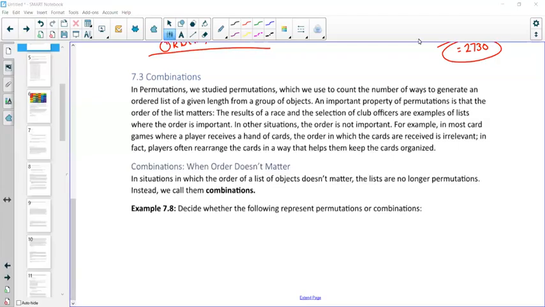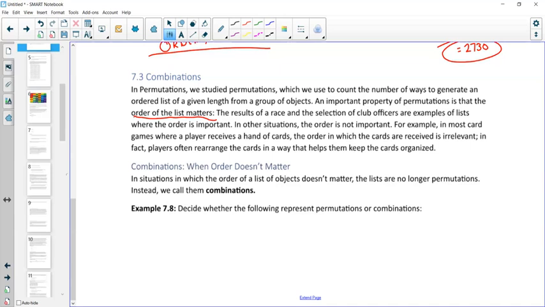Okay, today we're going to look at section 7.3, which is combinations. Now, we studied permutations, which we use to count the number of ways to generate an ordered list of a given length from a group of objects. An important property of permutations is that the order of the list matters. The results of a race and the selection of club officers are examples of this, where the order is important.